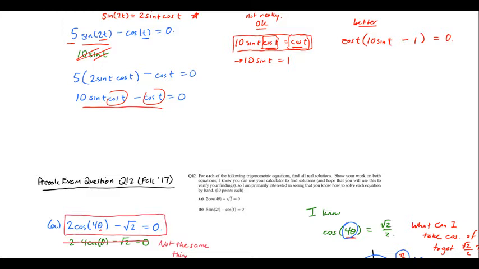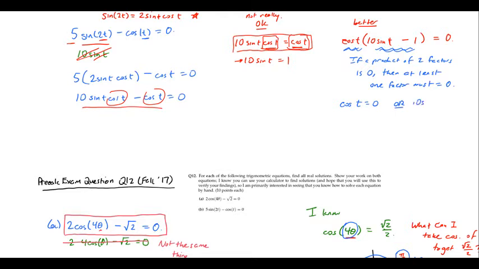All right, so now I'm in that situation where I have two factors and the product of them is equal to 0. And I use this principle that if a product of two factors is 0, then at least one of the factors must equal 0. That's because the only way I can multiply two numbers and get 0 is if one of them is equal to 0, or both of them, but I don't think both will happen at the same time in this case. So that means that cosine of t has to equal 0, or 10 sine of t minus 1 has to equal 0.